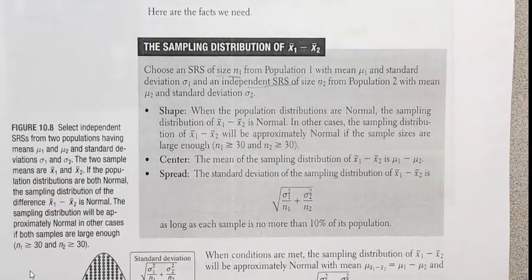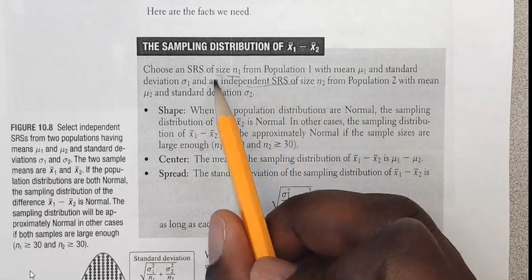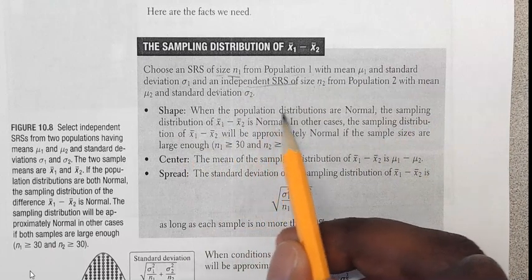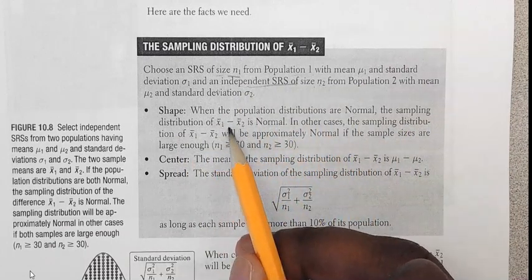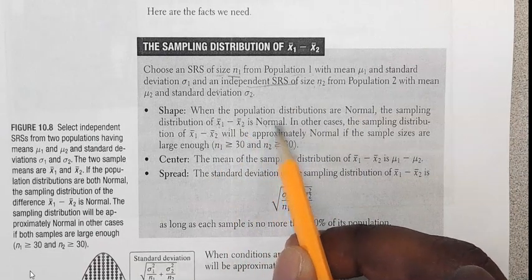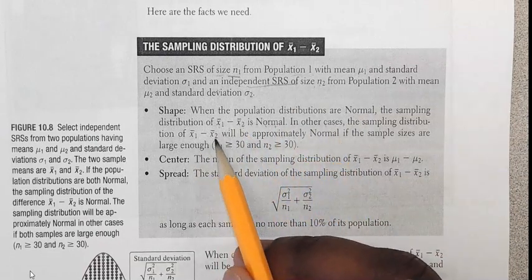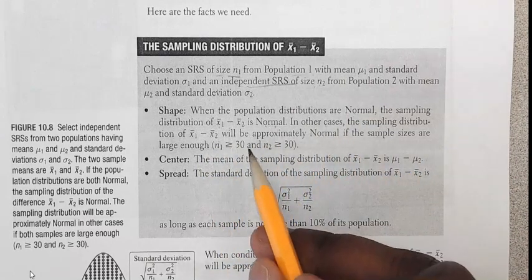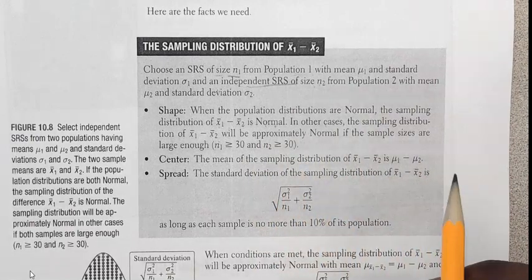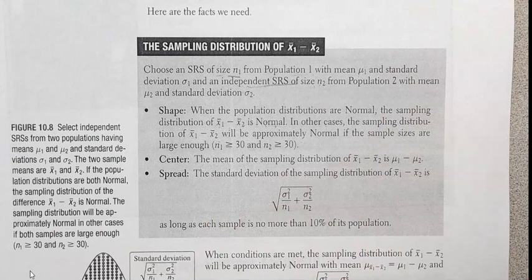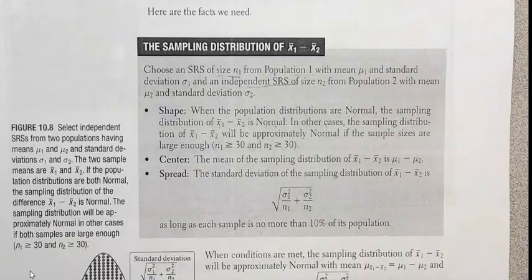All right, so these are the rules we need to follow. You have to take a simple random sample from both populations. The shape: when the population distribution is normal, the sampling distribution of X bar minus X bar should also be normal. In other cases, the sampling distribution of X bar minus X bar would be approximately normal if the sample size is large enough, n greater than 30, and so forth. We don't have to check for normality. The center should be the difference of the means. And the standard deviation is given by this formula, as long as we have less than 10% of the population.